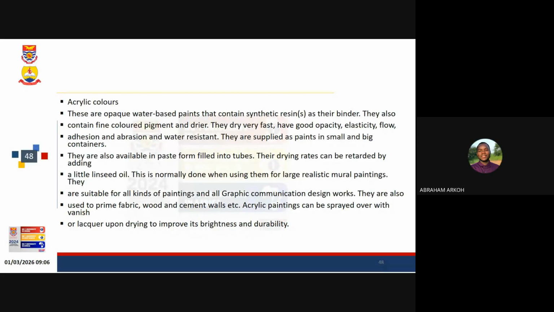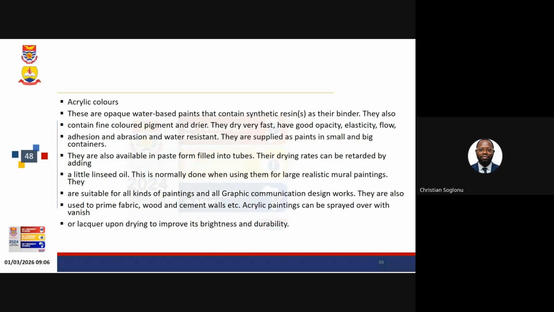I think you know mural painting. Yes, sir, it's paintings on walls. Paintings done directly on walls. Because when you're doing those paintings, you need acrylic paints, because acrylic paints are opaque watercolors or water-based paints. They are used to prime fabrics, wood, and cement walls, etc. Acrylic painting can be sprayed over a varnish.